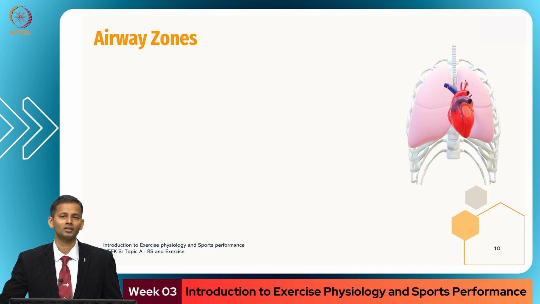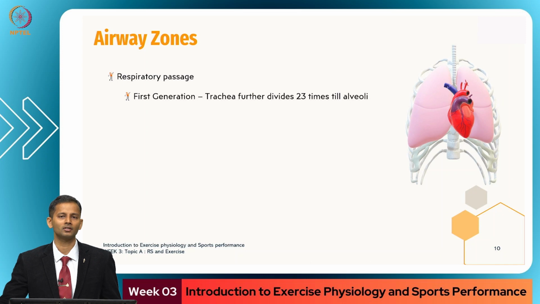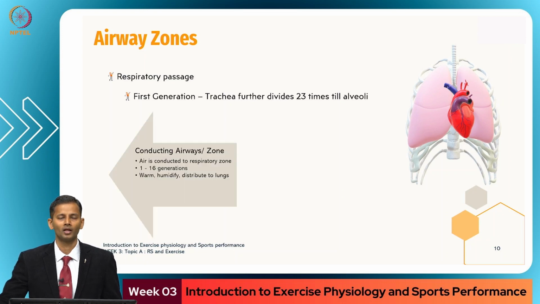Further, the airway is divided into various zones. As and when the trachea bifurcates into the right and the left bronchus, it further divides and branches out 23 times, and they are called generations. So there are 23 generations of airway branching.